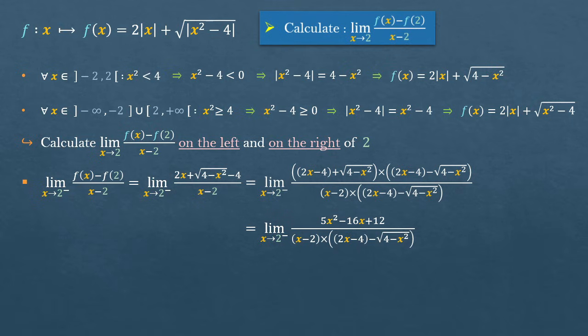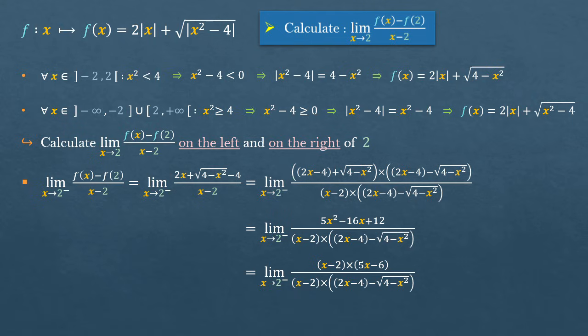Now, as we can factorize the expression 5 times x squared minus 16 times x plus 12 into the product (x minus 2) all times (5 times x minus 6), our limit would be equal to the limit of (x minus 2) all times (5 times x minus 6) all over (x minus 2) all times (2 times x minus 4 minus the square root of 4 minus x squared) when x heads to the number 2 from below.